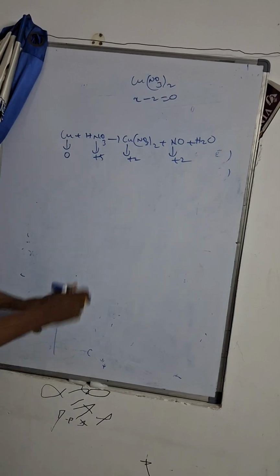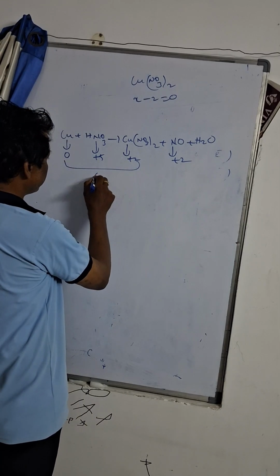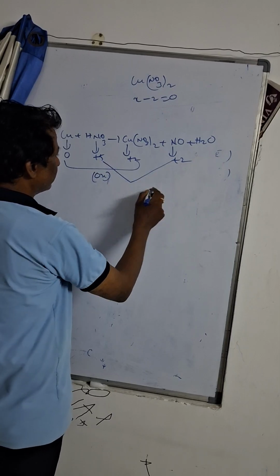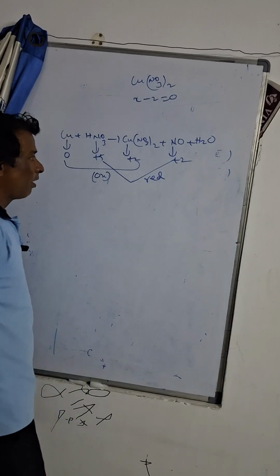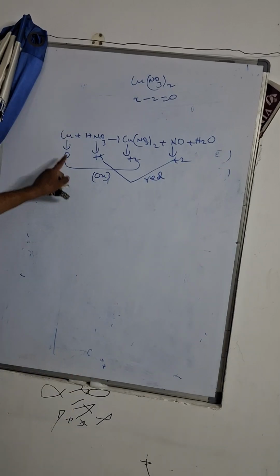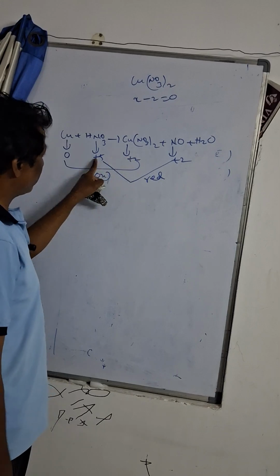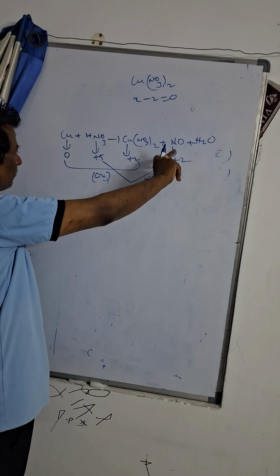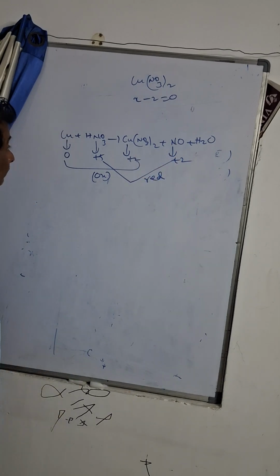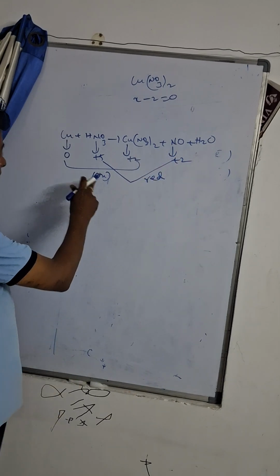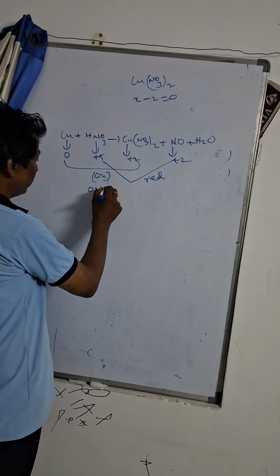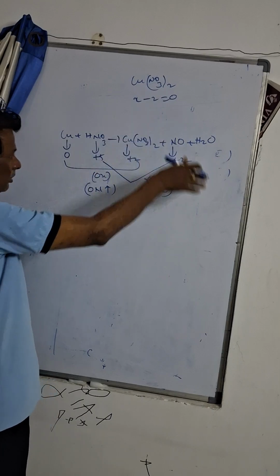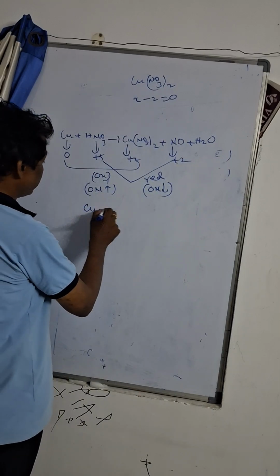Copper goes from 0 to plus 2. Oxidation number increases, oxidized. Plus 5 to plus 2, reduced. See, think mathematically. 0 to plus 2 increases, plus 5 to plus 2 decreases. It is a redox reaction. Oxidation means oxidation number increases. Reduced means oxidation number decreases. LHS to RHS, copper is the reductant.